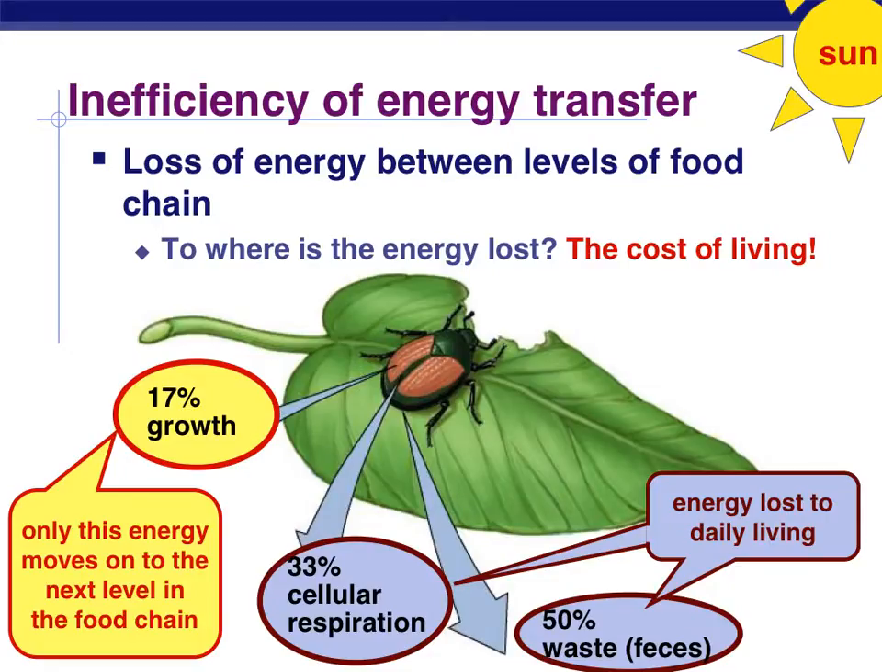So, as I mentioned before, there is an inefficiency of energy transfer, and it goes back to that net primary productivity that we were talking about. There is going to be a loss of energy between the levels of the food chain. And remember, it's usable energy. A lot of the energy as we go from one level to the next is being converted into heat, which isn't usable, at least not the way we need to use it.